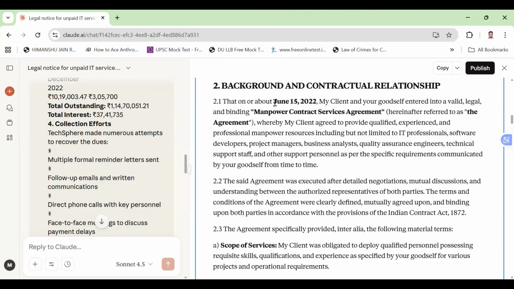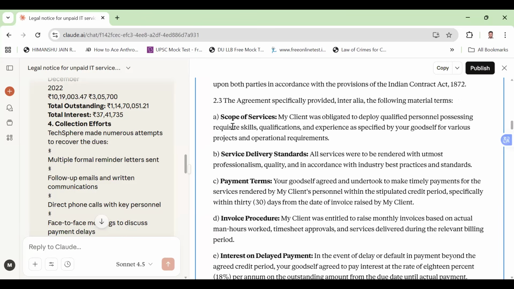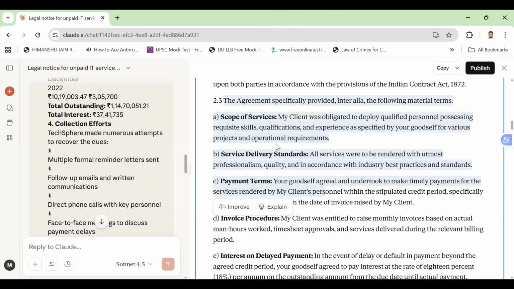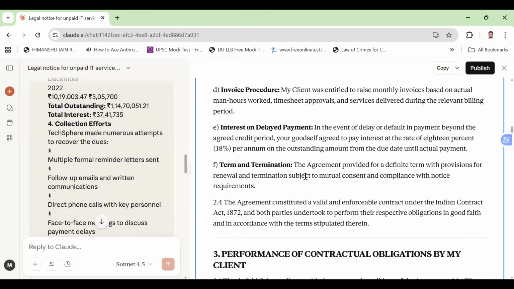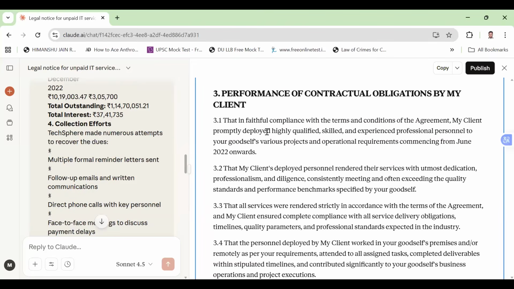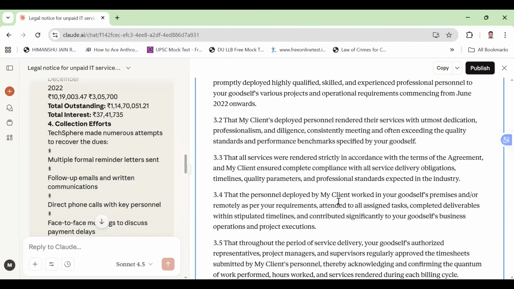They have written in bold letters the date, manpower contract agreement, and these are the clauses of the agreement: scope of services, service delivery standards, payment terms. All the details are given in the background. Then we have written that we have performed all the contractual obligations. These are all the facts.